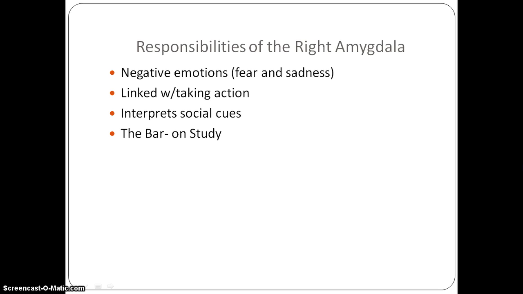Like I said earlier, there's a strong connection between the amygdala and the frontal lobe. It also interprets social cues. I was going to talk about the Bar-On study, but I'd rather talk about a situation of a lawyer, and the concepts are the same. There was a corporate lawyer who had a brain tumor on his frontal lobe, or close to the frontal lobe, and he went in for surgery.